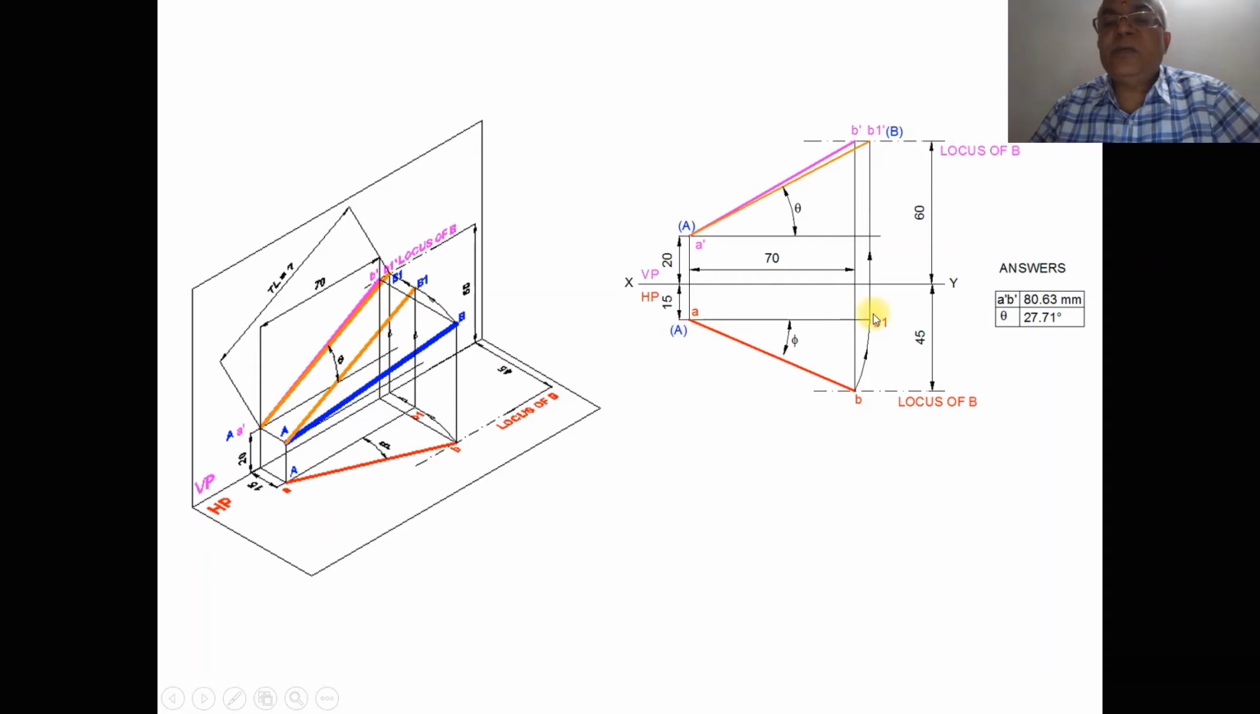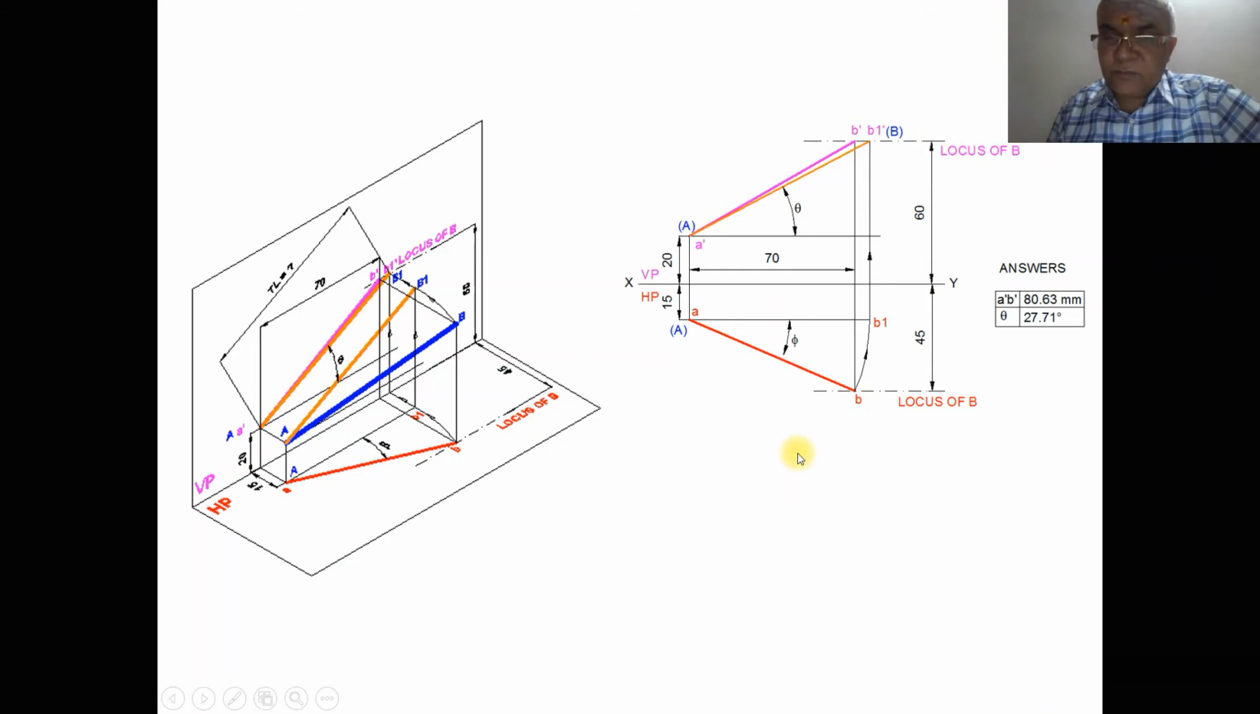Since this line is parallel to VP, you are getting the true length. Therefore, you mark this as capital A and capital B. Find out the inclination theta, which is 27.71, or 28 degrees when doing it manually. And then A dash B dash will be 81 mm.